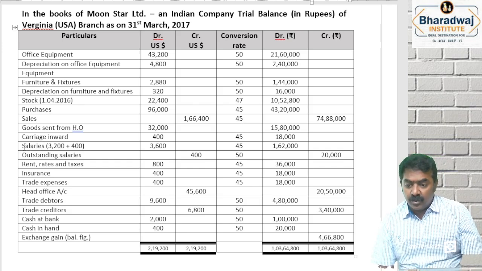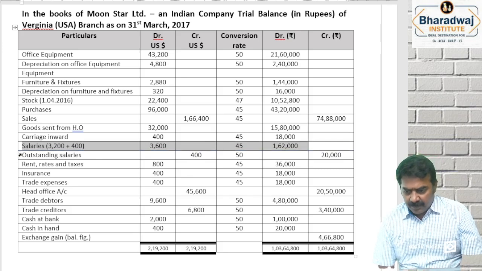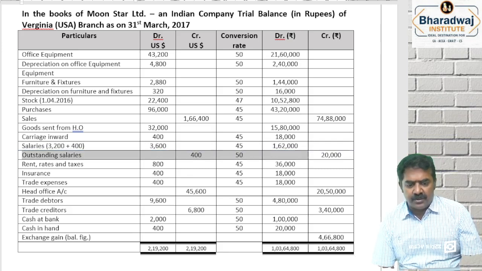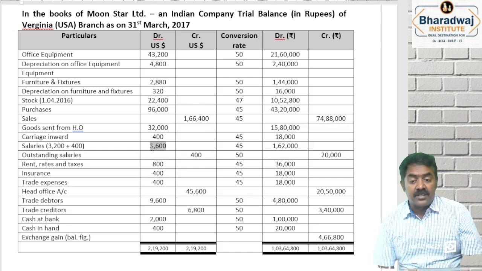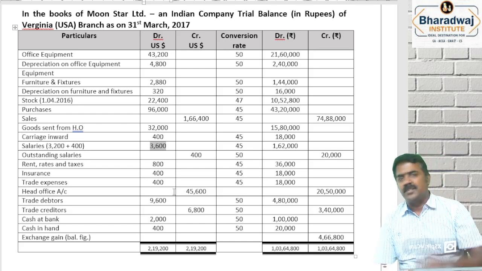What does accrual mean? 3,200 is paid, 400 is accrued. What is accrued for the year? 3,600. It will be converted using 45. Because it is not paid, that part will be converted using 50. What is the expense for the year? 3,600. 3,200 plus 400, 3,600. Expense for the year you convert using which rate? Average rate. The portion not paid, convert using which rate? Closing rate.